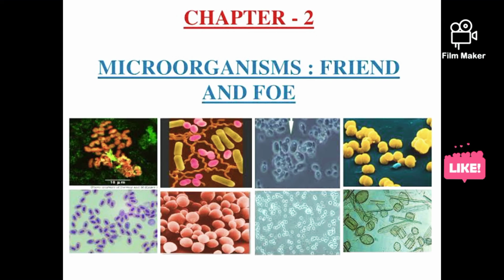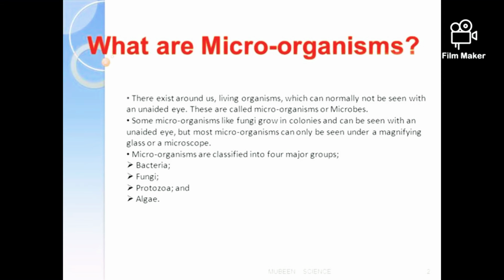So let's start with the second chapter, Microorganisms: Friend and Foe. Let's first understand what microorganisms are. There exist living organisms around us which can normally not be seen with our naked eyes. These are called microorganisms. Some microorganisms like fungi grow in colonies and can be seen with naked eyes, but most microorganisms can be seen under a magnifying glass or a microscope.